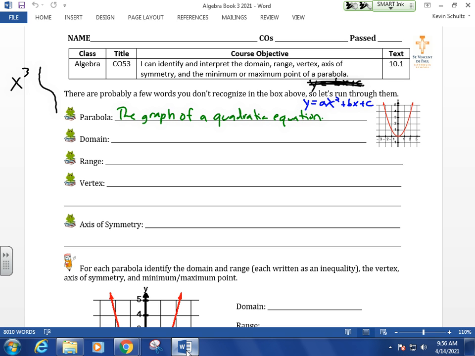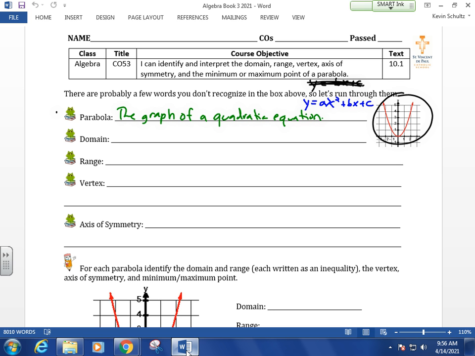We've done mx plus b. Now we're doing ax squared plus bx plus c. And this is what a parabola looks like here. It's a smiley face type thing, or if it opens downward, then it's a frowny face.